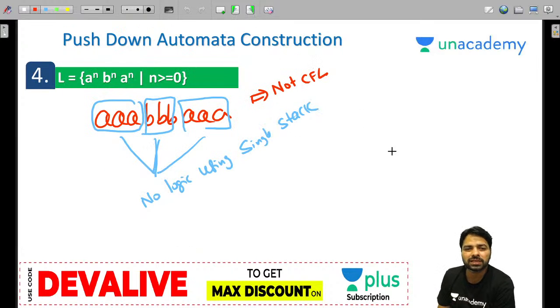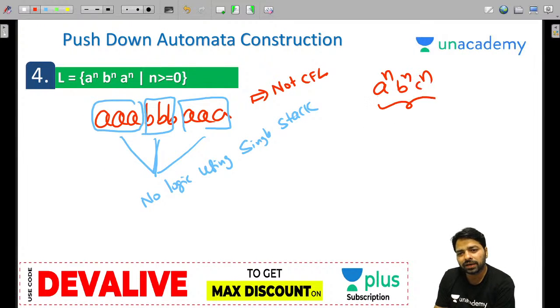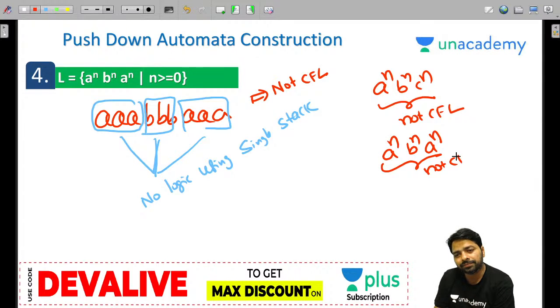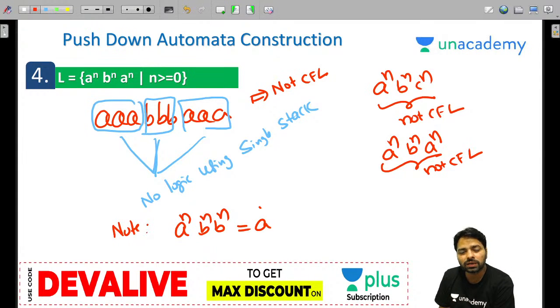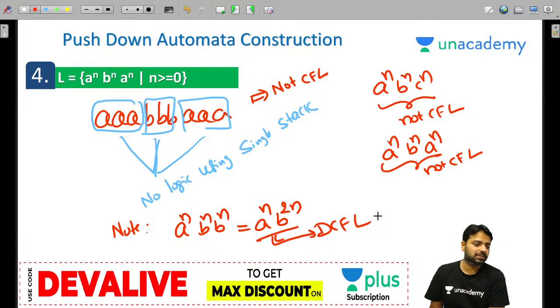A power n, B power n, C power n. This is also not CFL. And what we just gave, A power n, B power n, A power n, is also not CFL. But if anybody asks A power n, B power n, B power n, this is equal to A power n, B power 2n. This is a DCFL. Be careful in that process.